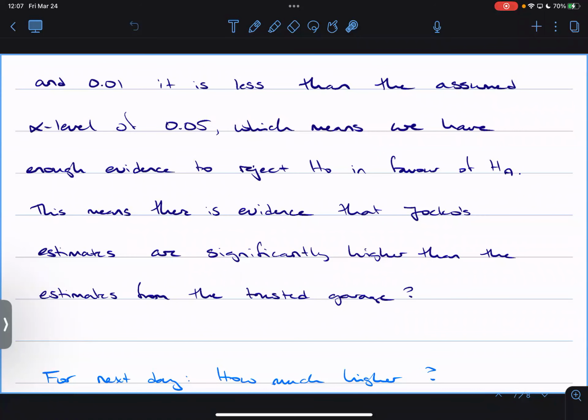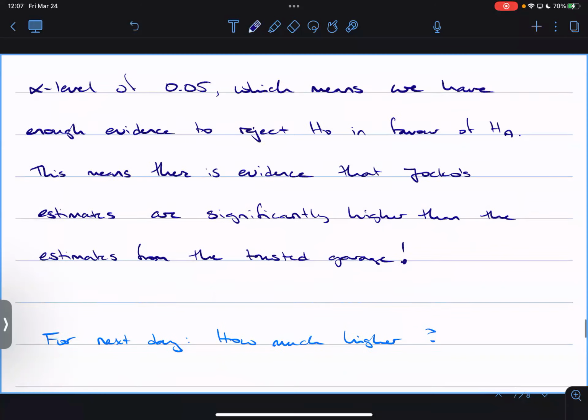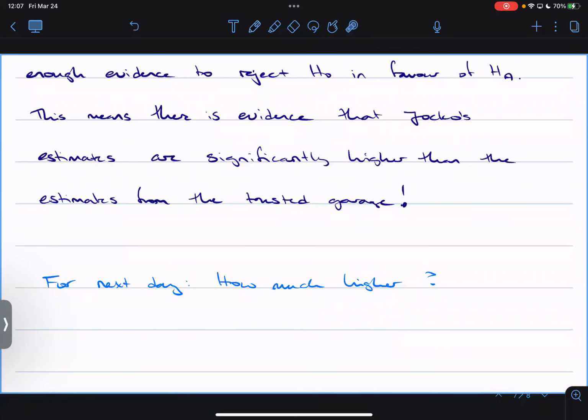I don't know why I put a question mark here. It doesn't make sense. From the trusted garage, exclamation mark. How about that? I think I just copied and pasted the question and I wasn't thinking. And then I snuck this in there.